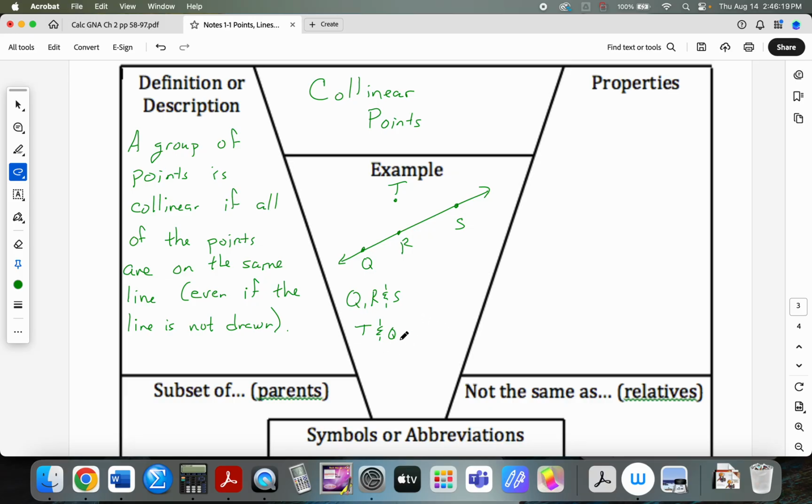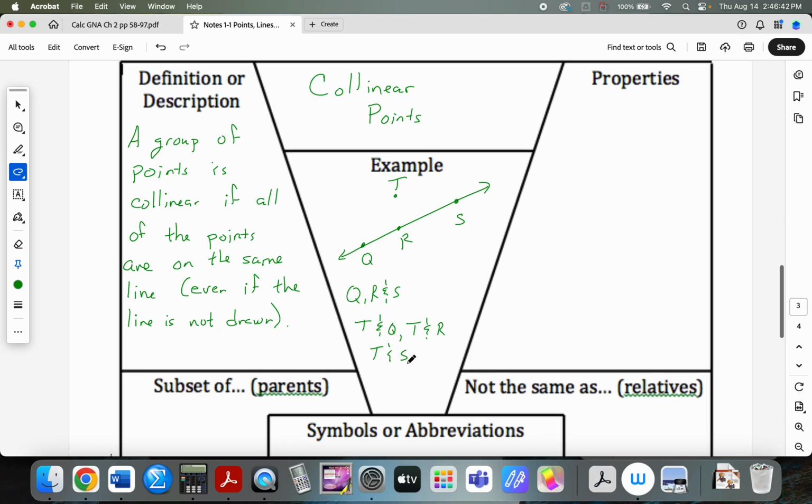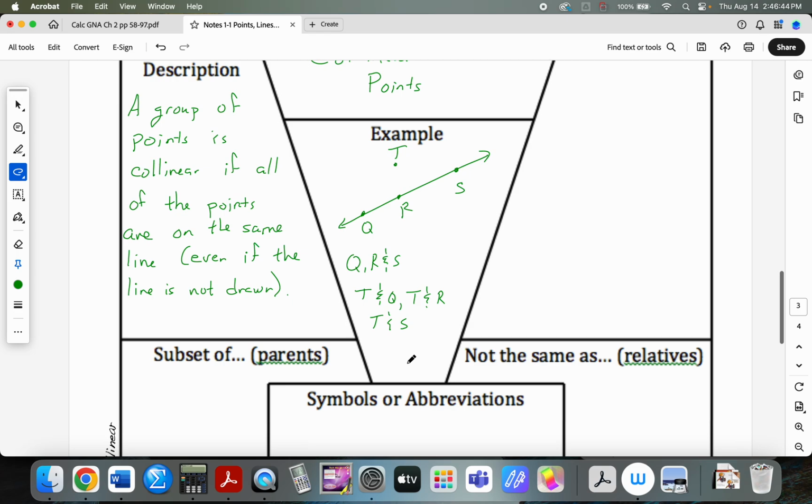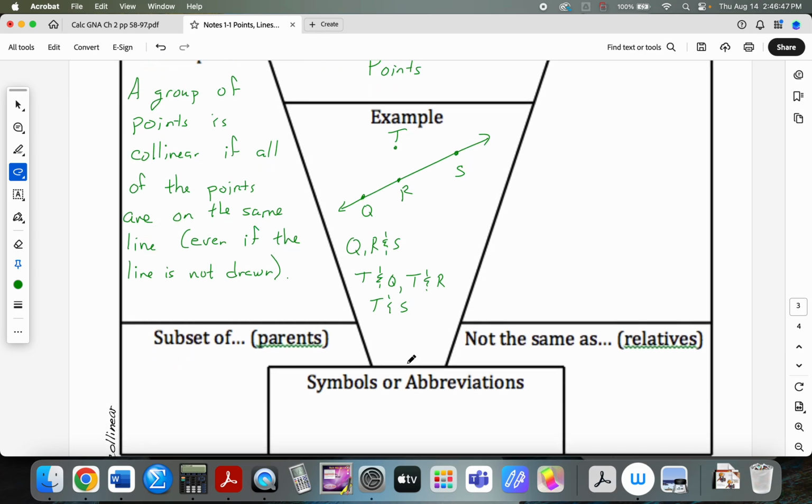So you're exactly right. T and Q, T and R, T and S, those are collinear. So it's whether all of that group exists on one line or not. It is not the same as non-collinear.